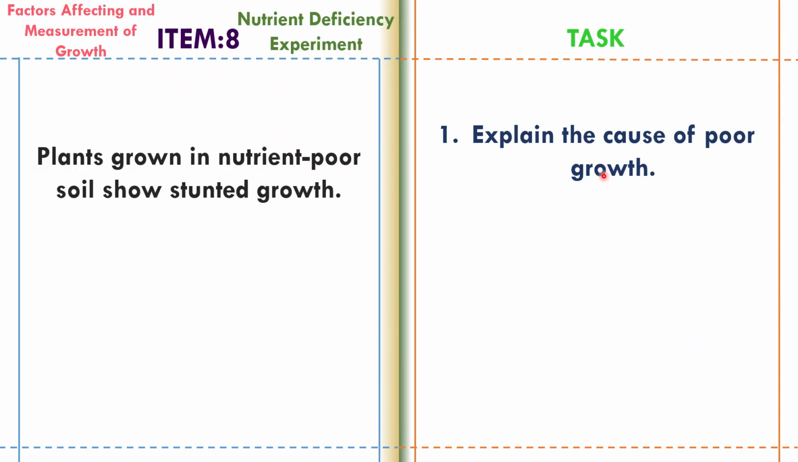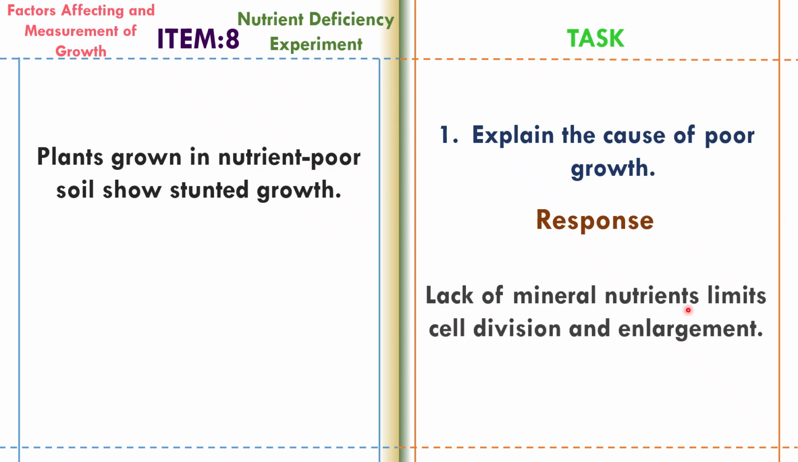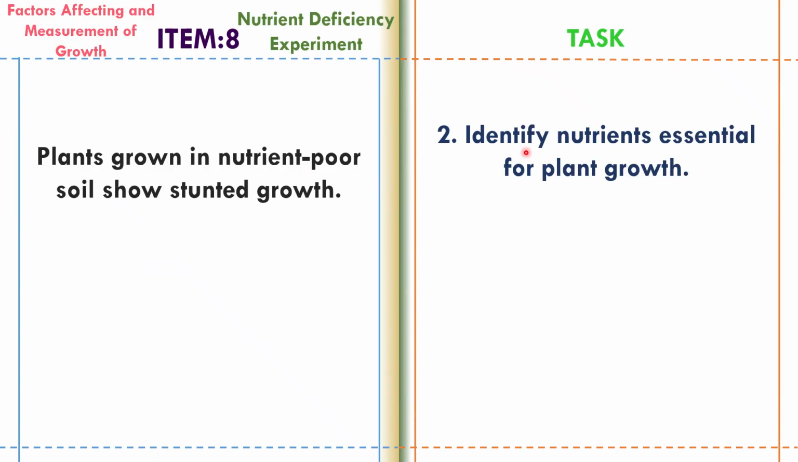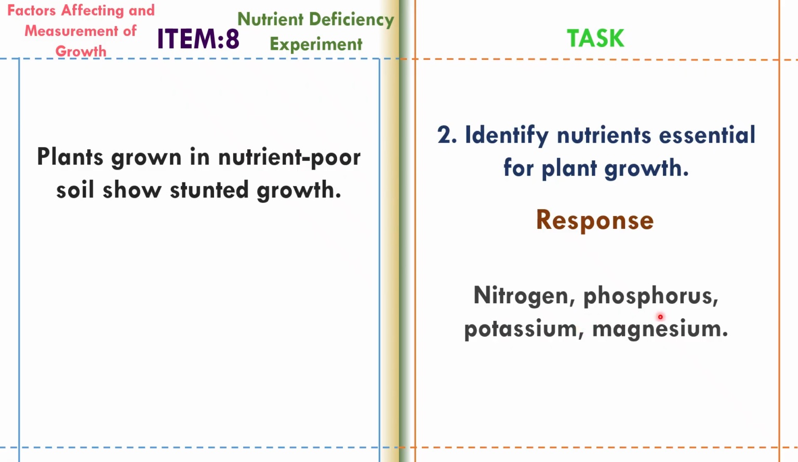Explain the cause of poor growth. Lack of mineral nutrients limits cell division and enlargement. Identify nutrients essential for plant growth. Nitrogen, phosphorus, potassium, and magnesium.